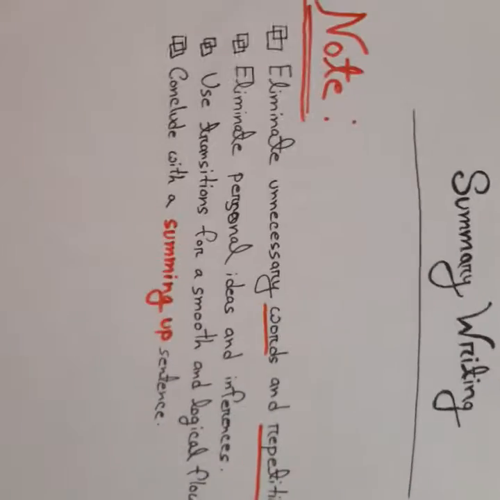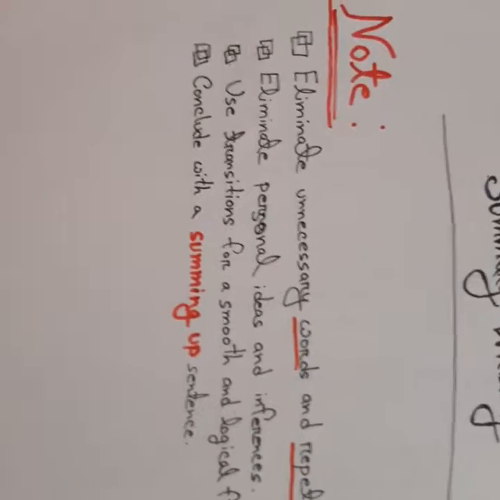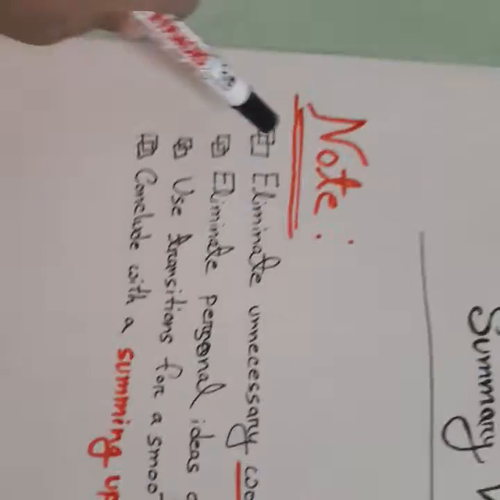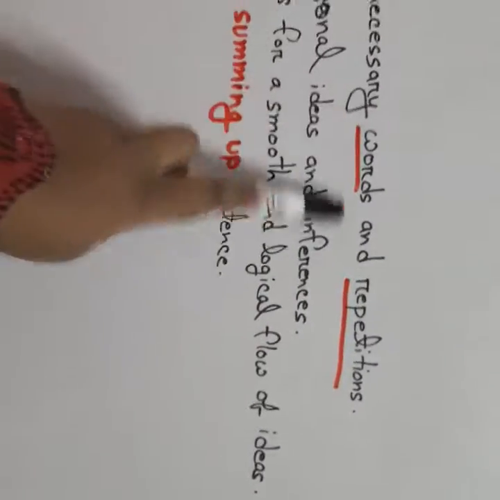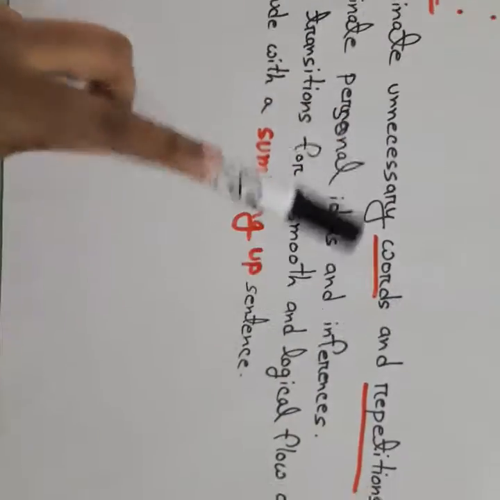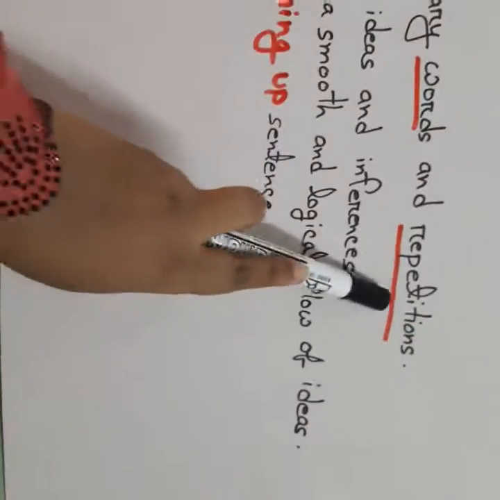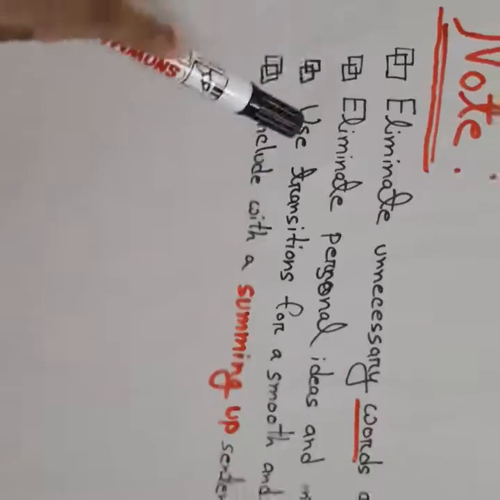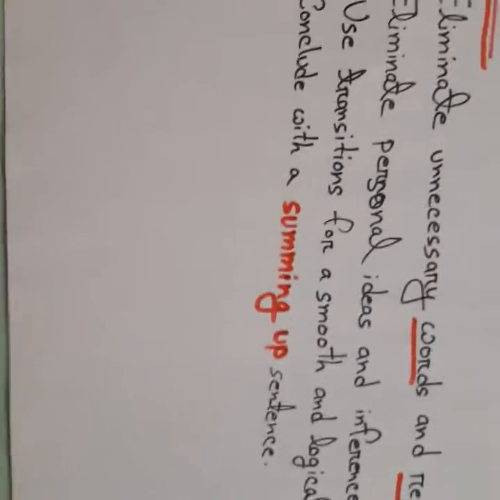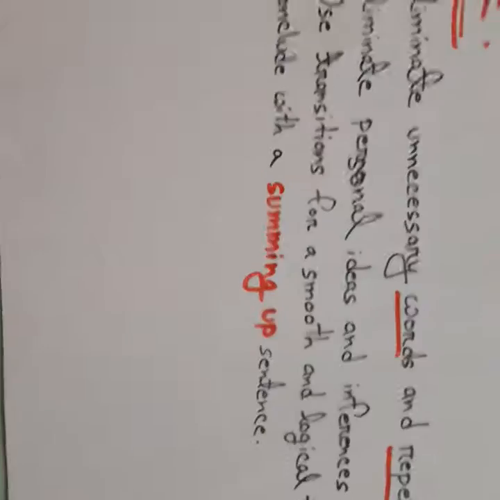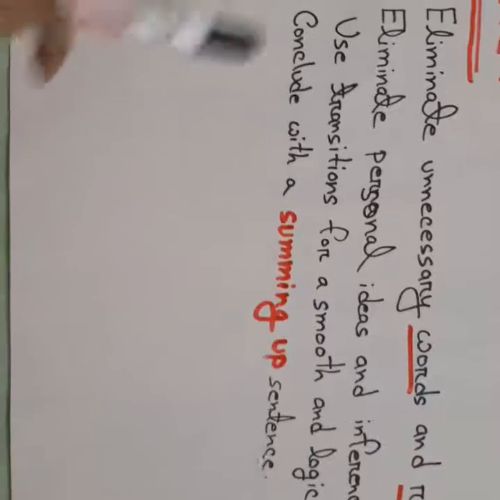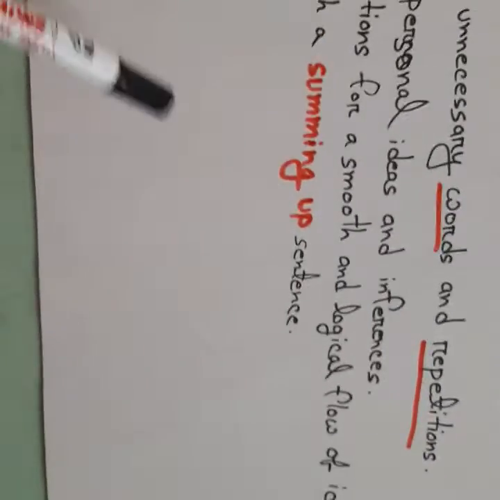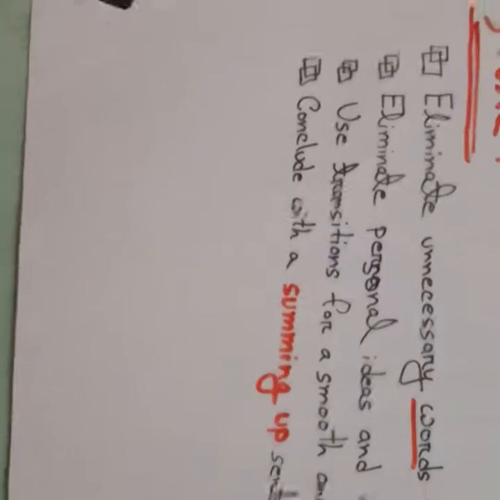Now you need to remember some of the important parts during summary writing. You have to focus on these notes. First of all, you need to eliminate unnecessary words and repetition. Do not use unnecessary words and avoid repetition in your summary. Eliminate personal ideas and inferences. Do not use sentences or words which are not relevant to the text. Use transitions for a smooth and logical flow of ideas. Use some transitions so that your writing will be smooth and logical.